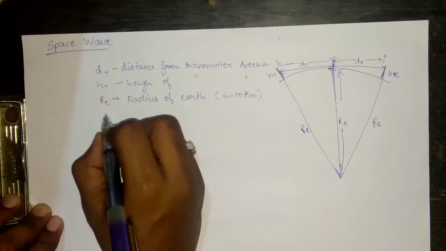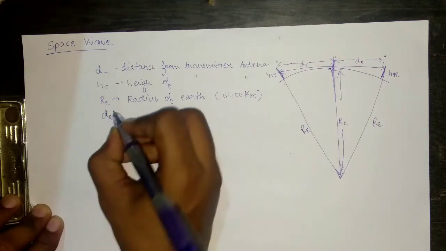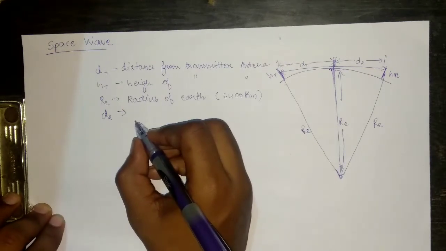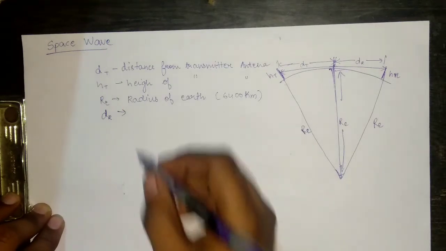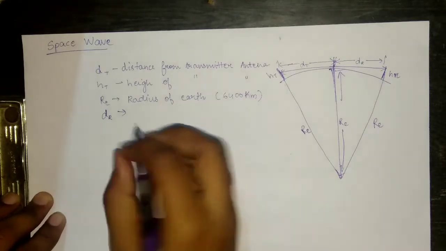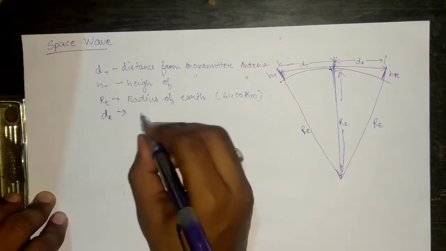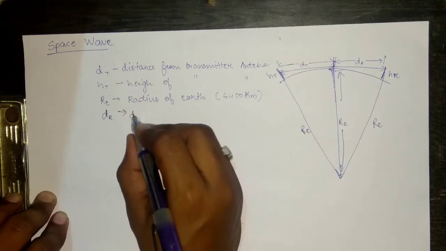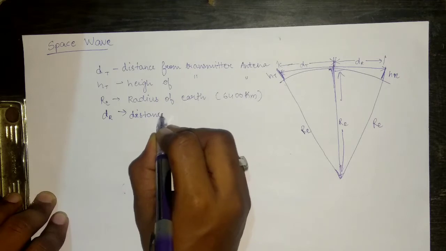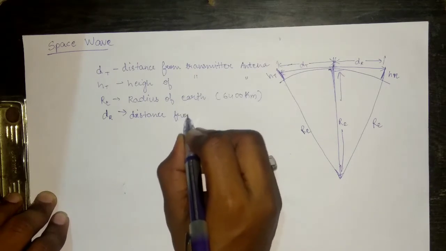The next term is dr. This is the distance traveled, or the distance till where the receiver can collect the waves. So this is the distance from the receiver antenna.